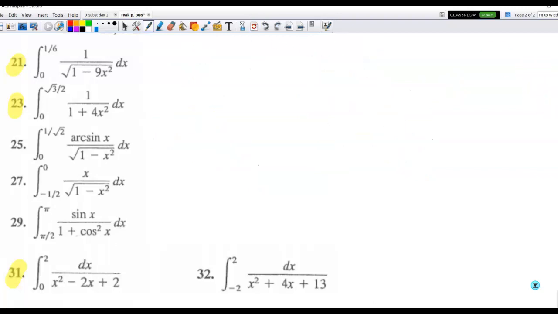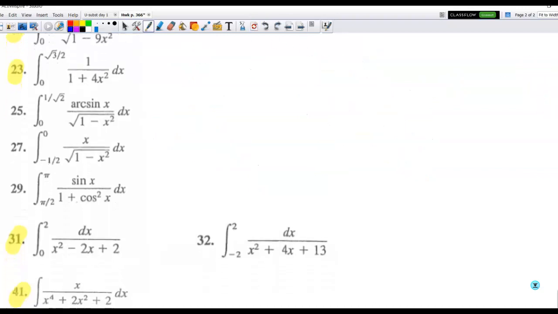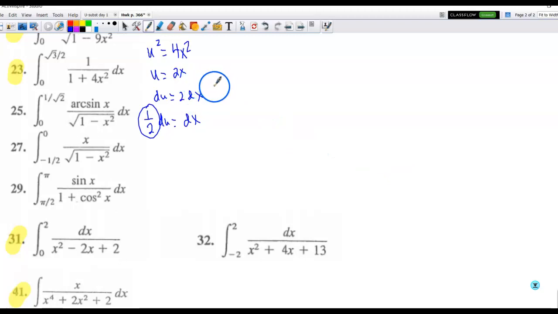Looks very much like we're headed now into inverse tangent. So if that's the case, my u squared is equal to 4x squared. U is equal to 2x, taking the square root of both sides. Du is equal to 2dx, and I'm going to divide the 1/2 to the other side. And remember to put that coefficient in front. A squared is equal to 1, and a is 1.